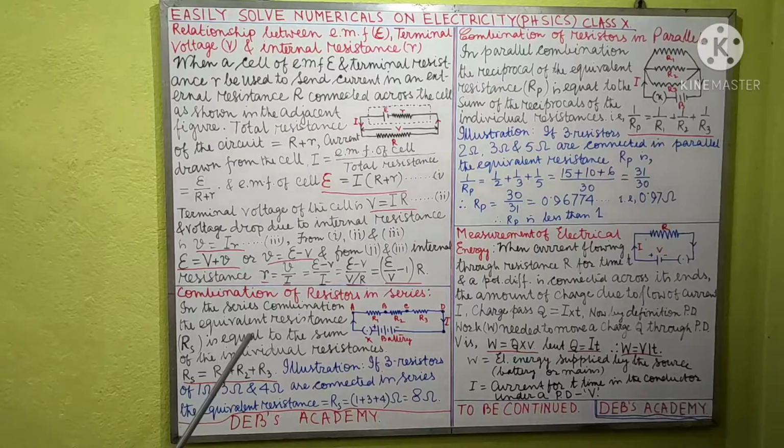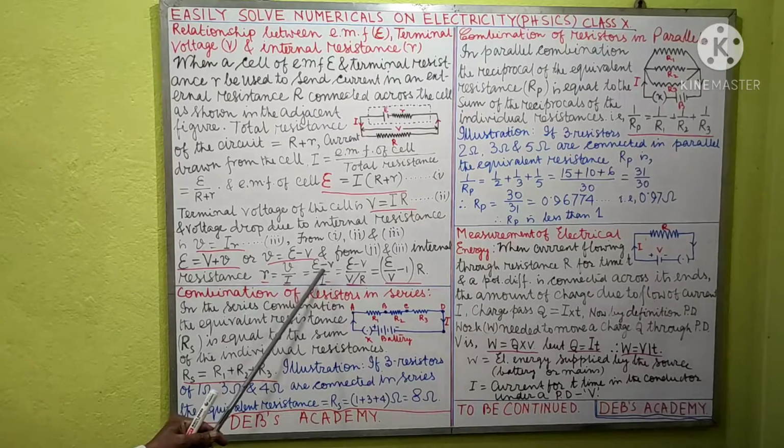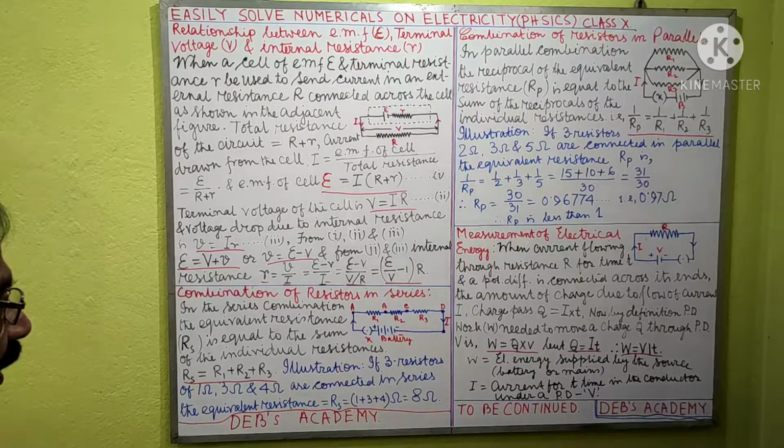This is number 3. From 1 to 3, epsilon equals capital V plus small v, or small v equals epsilon minus V. And from 2 and 3, internal resistance small r of the cell equals small v by I, that is epsilon minus V by I, equal to v by I. That is, r equals (epsilon by V minus 1) into R.